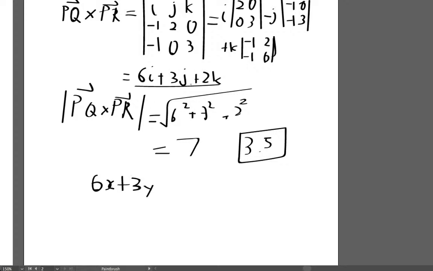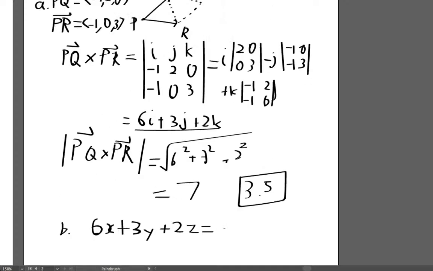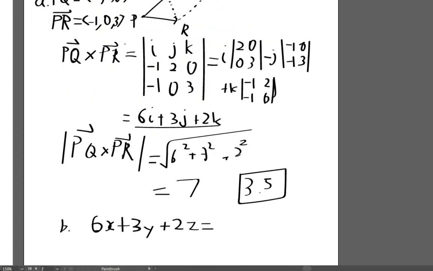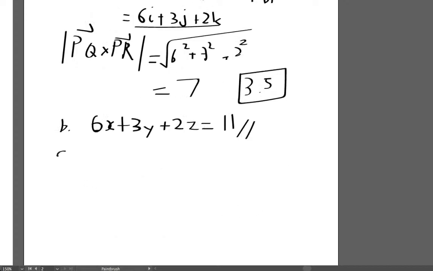All you need to do is to copy the 6i plus 3j here. Turn the i into x, turn the j into y, and then turn the k into z. Plus 2z equals, it's not 0. Disclaimer. How do you compute this? Well, you take one of the points. You could take P, Q, or R, but in this case P would be the easiest. So P is (1, 1, 1). Put it inside here: 6 plus 3 plus 2, that's 11. And that's the plane. Easy, right? That's how you find the plane.